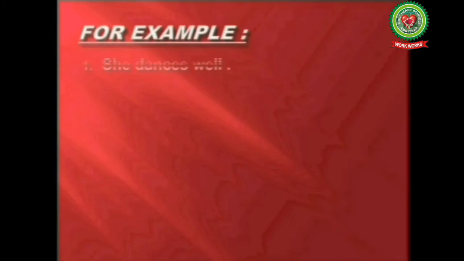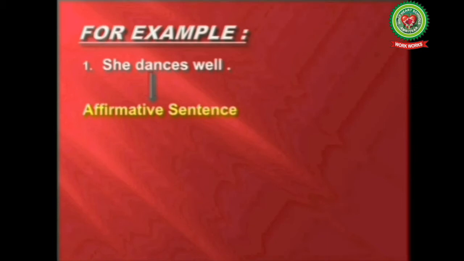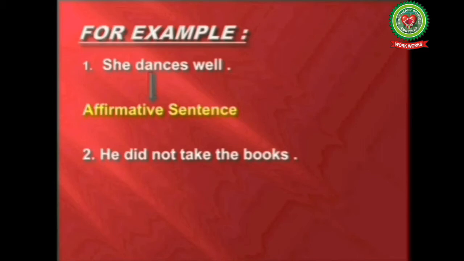Let's take an example. She dances well. Now students, there is no negative word in the sentence. So this is an affirmative sentence. Let's take one more example. He did not take the books. Now here students, you can see the word not in the sentence is given. So it is a negative sentence.